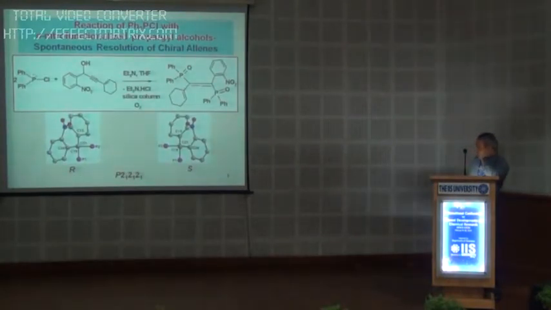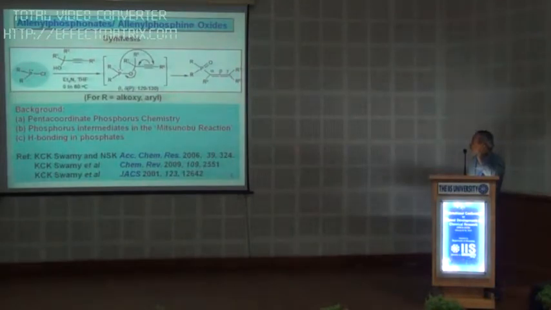Now, one of the reactions that I want to show you is this one. Before this one, I will show you this particular thing which I showed you before. See, this phosphorus(III) compound with a chlorine substituent, treated with propargyl alcohol, the final compound that you get is an allene. These are very, very easily prepared. It's not difficult at all.